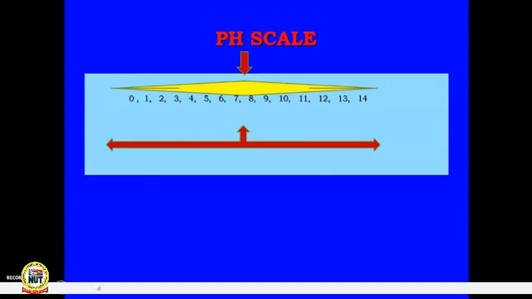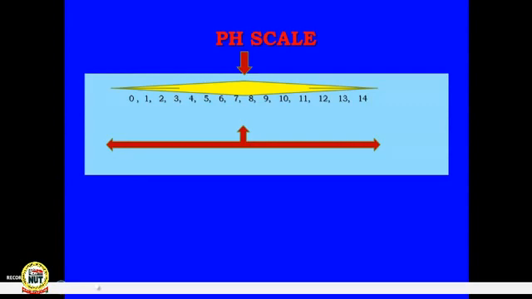Now look at this. This arrow indicates to the left that any substance whose pH is indicated by the numbers on the left hand side, 0, 1, 2, 3, 4, 5, 6, then those substances are actually acids. And whatever you get from 7, 8, 9, 10, 11, 12, 13, 14, they are actually alkaline.